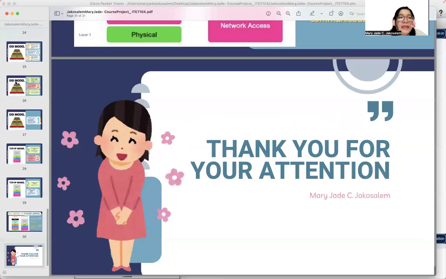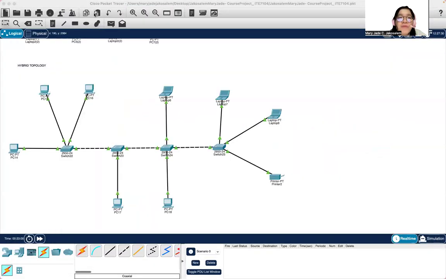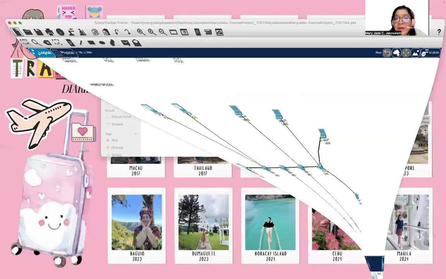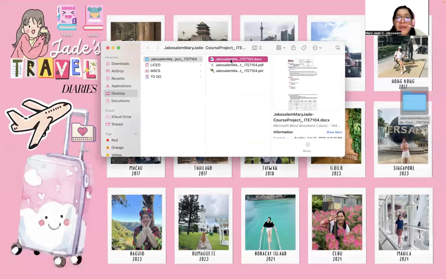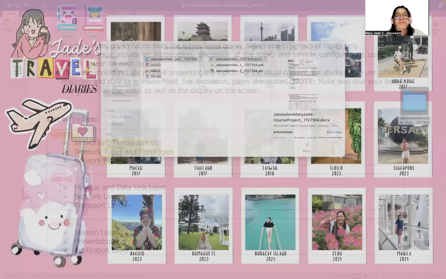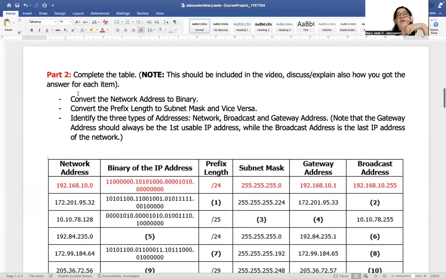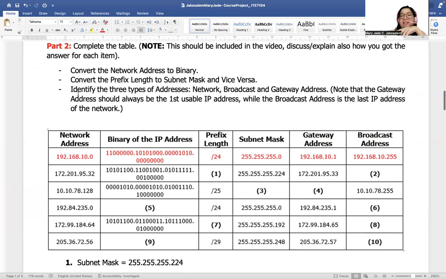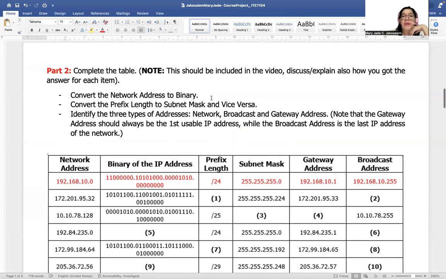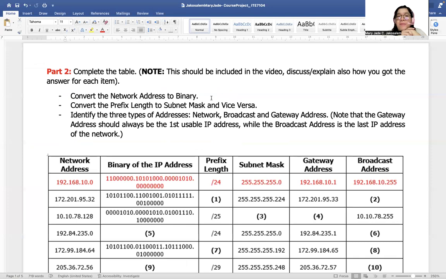Okay. Now, I will be moving on to the remaining part of the course project. Let me open again the Word file. Part 2 of this course project is for me to answer the items here. So I have to complete the table. I have to convert the network address to binary, convert the prefix length to subnet mask, and vice versa. I also have to identify the 3 types of addresses: network, broadcast, and gateway address.